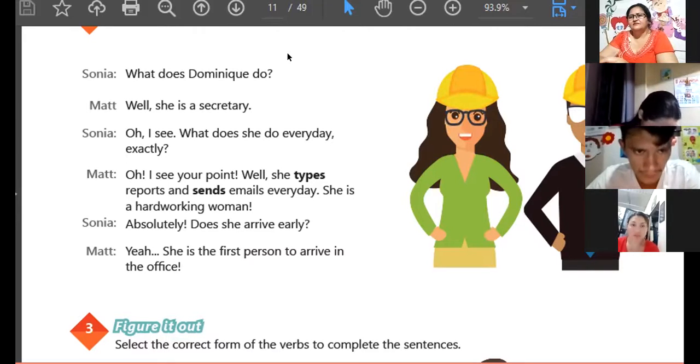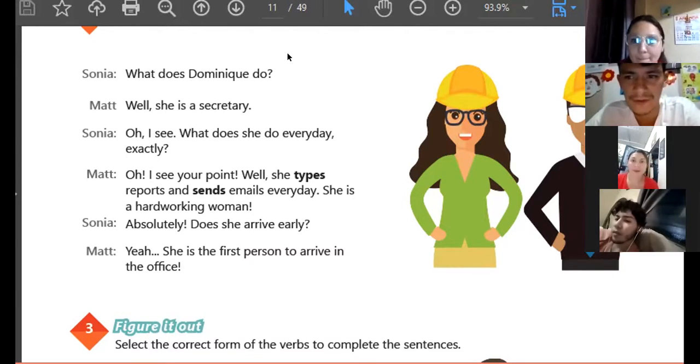What does Dominic do? Well, she's a secretary. Oh, I see. What does she do every day exactly? Oh, I see your point. Well, she types reports and sends emails every day. She's a hardworking woman. Absolutely. Does she arrive early? Yeah, she's the first person to arrive in the office.